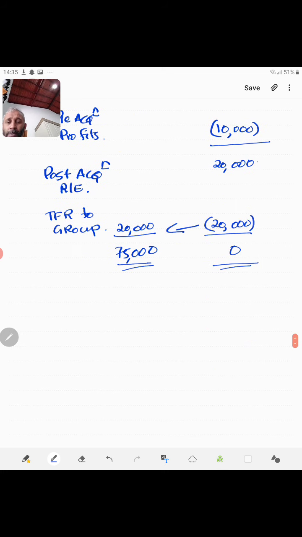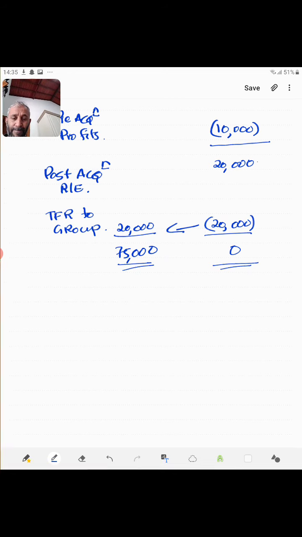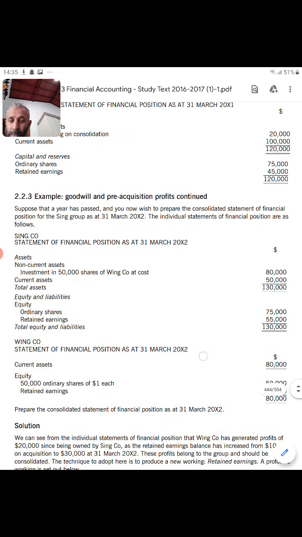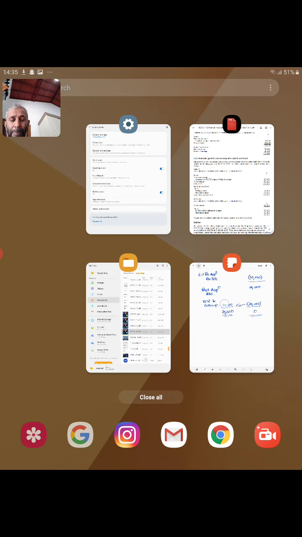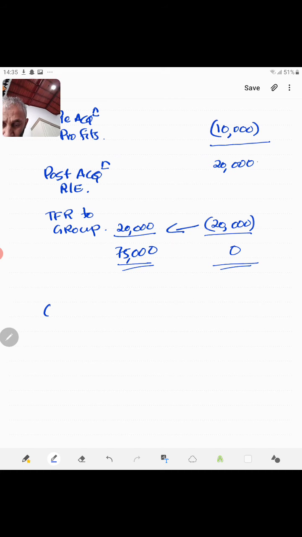And as we know that there is no non-controlling interest, we then have to find out whether we have any other workings or adjustments before we prepare the statement of financial position for the consolidated situation. There are not many other adjustments, so we could directly prepare the consolidated statement of financial position.